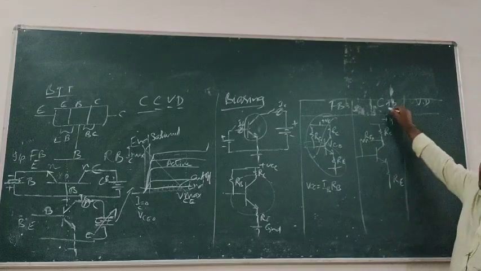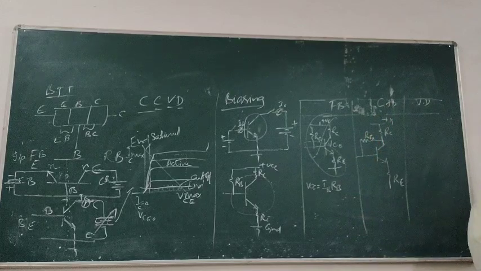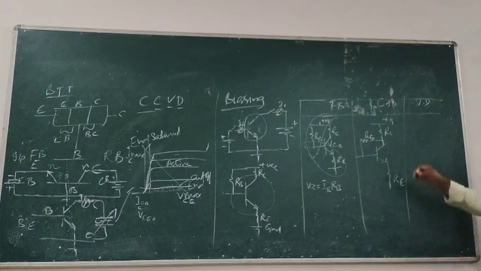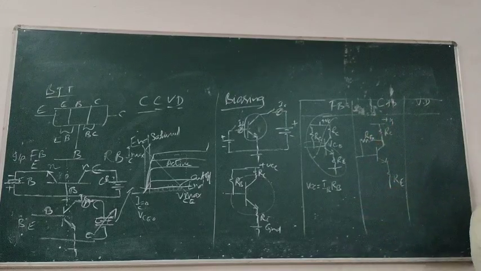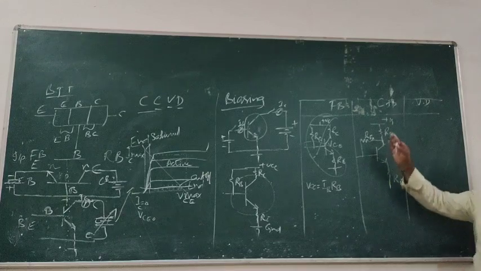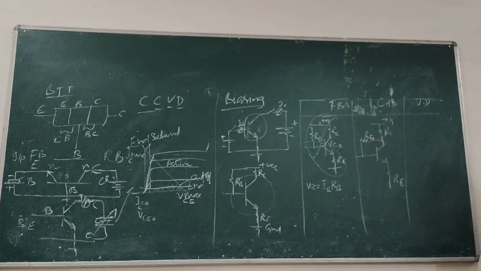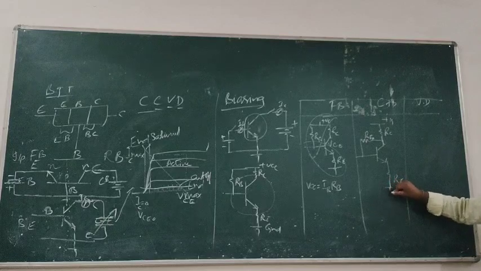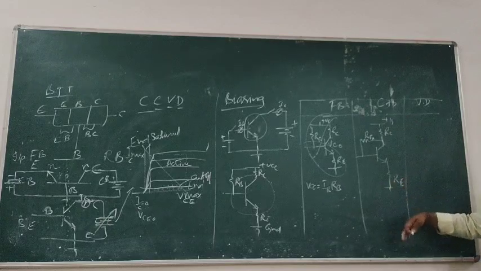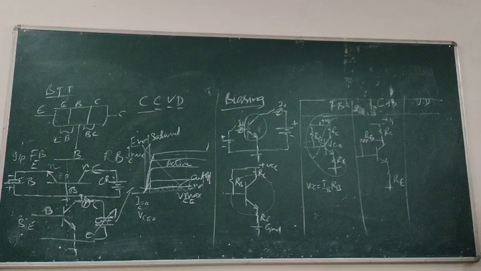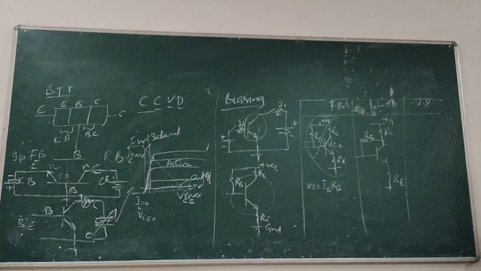That's why it is called collector feedback biasing. But we are giving biasing for both the sides. Okay, so this is the second type. But usually, normally we are using voltage divider bias, which is also called potential divider bias. It is also called a universal bias. Potential divider bias as well as universal bias.